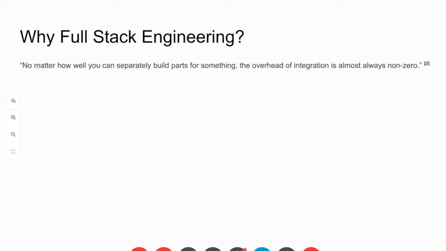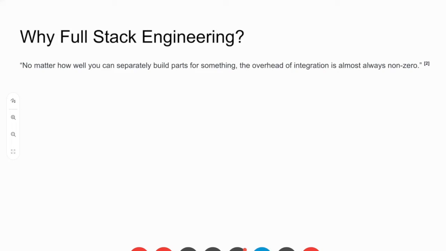Now, why is full stack engineering important? Because when somebody goes full stack, it essentially means that he takes care of both the aspects. It might be a challenging task, but this is exactly what full stack engineering means. So if somebody is taking care of both the front end and the back end aspect of an application, he can visualize things more clearly. Hence, the overhead of integration.